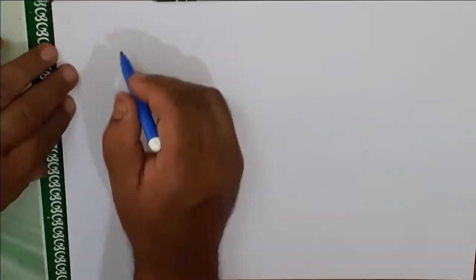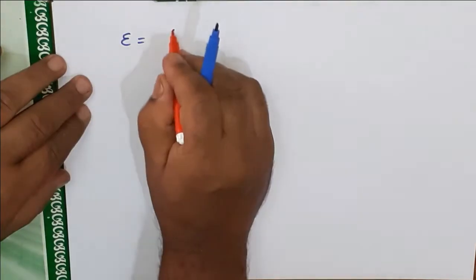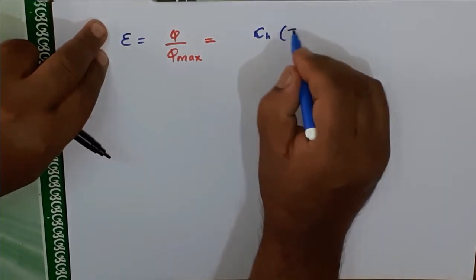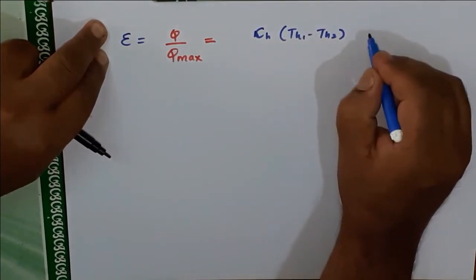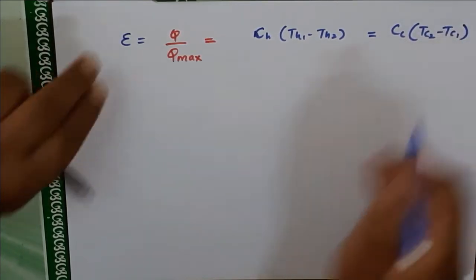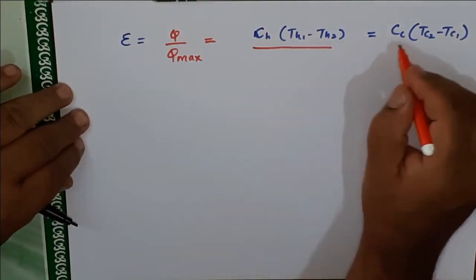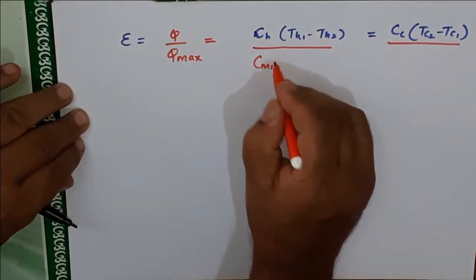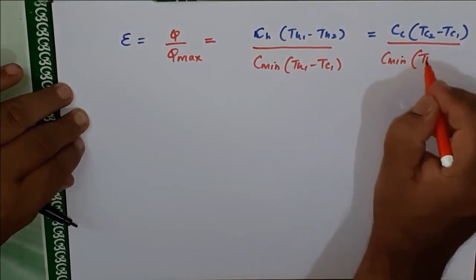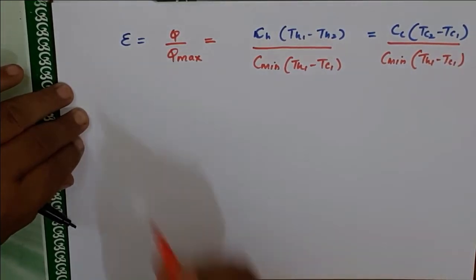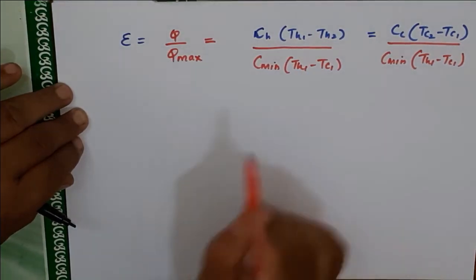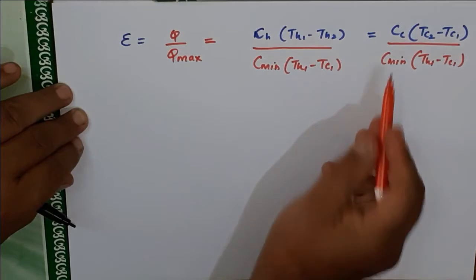Now I know the effectiveness of the heat exchanger is equal to Q by Q max. Q is CH into TH1 minus TH2, or CC into TC2 minus TC1, whole divided by the maximum heat transfer rate, that is C minimum into TH1 minus TC1. Now we know the formula for effectiveness. So given a situation with two fluids, you have to find out which is C minimum.